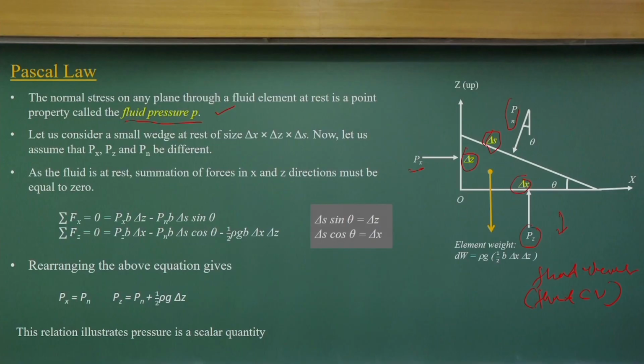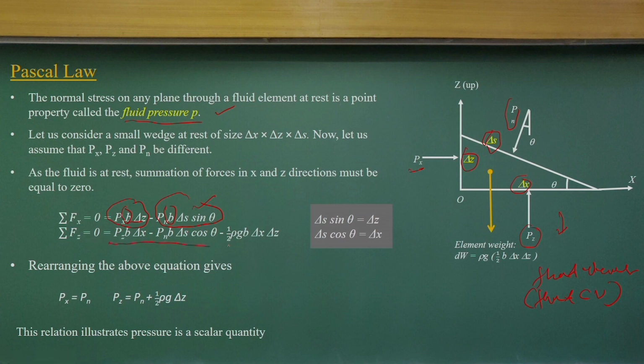Then we can look at the force in scalar components in the x direction and the z direction. That means the force component in the x direction should be equal to 0, and the force component in the z direction should equal 0. The force is what? The pressure times the area. As I said, the force is the pressure multiplied by area, and here we have considered B as a unit width. So, in the x direction, we have Px times area, minus Pn times B times delta s sin theta, the sin theta component of Pn acting on that. So, we will have this equation.